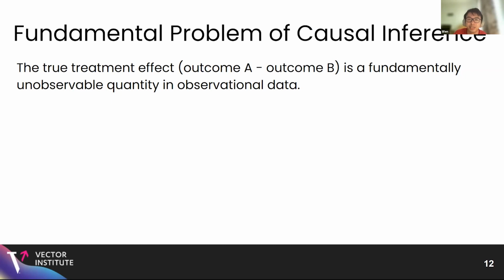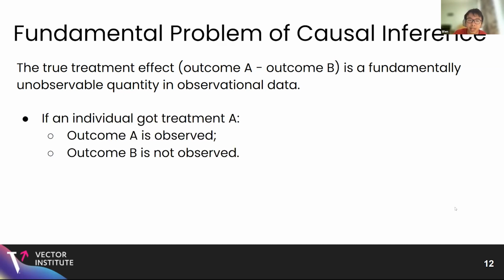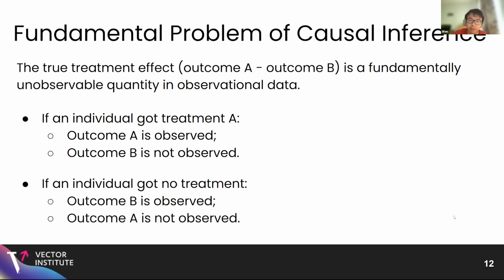But you may have noticed that there is a fundamental problem with this kind of causal inference, because the true treatment effect is the difference between outcome A minus outcome B, but we cannot observe both of them in observational data. If an individual gets treatment A, we can observe outcome A, but we can never observe outcome B, right? And if that individual gets no treatment, what we observe is outcome B, but not outcome A.